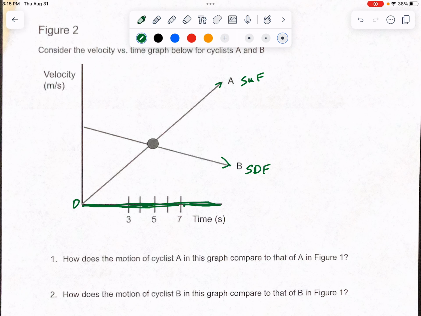Number 1, how does the motion of cyclist A in this graph compare to A in figure 1, the last graph? They're pretty much the same. I've looked at both of them. They look like pretty much the exact same slope, same direction. They're both speeding up in the forward direction.